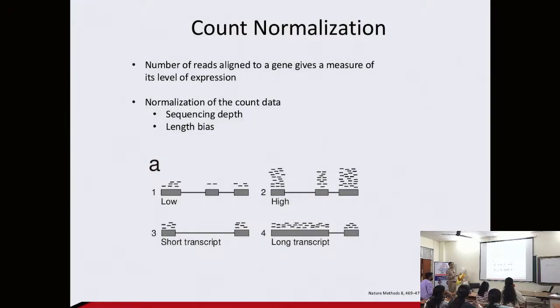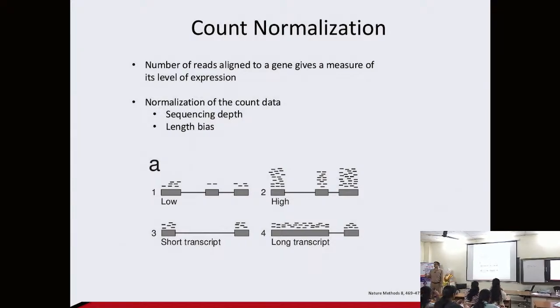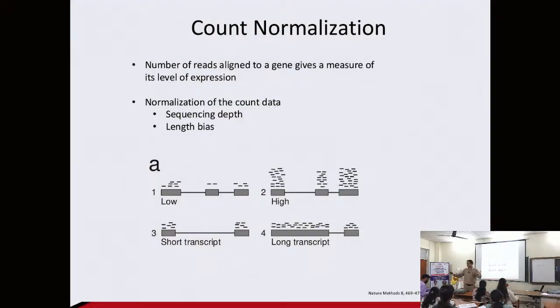The second scenario is length bias. Longer transcripts will have more reads generated from them, so when you map back, you will have more reads mapping onto them compared to a short transcript. This is because of the difference in lengths. So longer genes can have more reads than shorter genes, and this difference is not because of gene expression but because of the difference in the lengths of the two genes. You would want to control for that, so you would want to normalize with respect to gene lengths also.